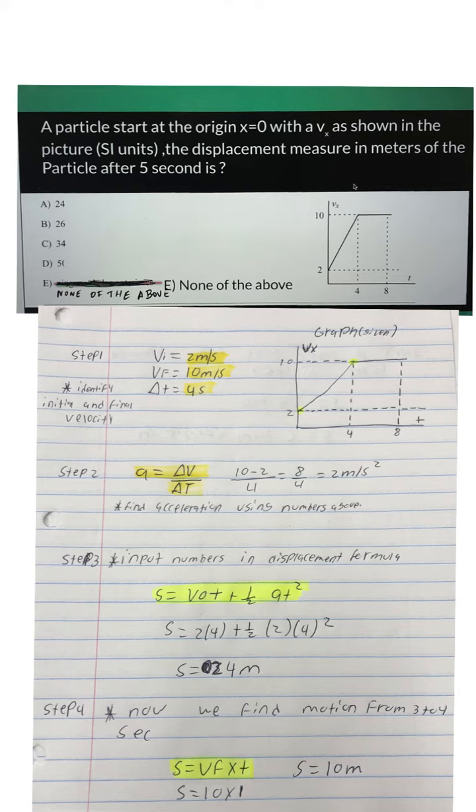In step 2, we are going to find the acceleration using these numbers. We find acceleration by using the formula highlighted in step 2. Acceleration equals delta v over delta t. Once we do this, we find that the acceleration is 2 meters per second.